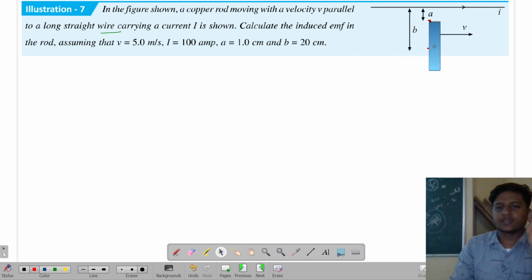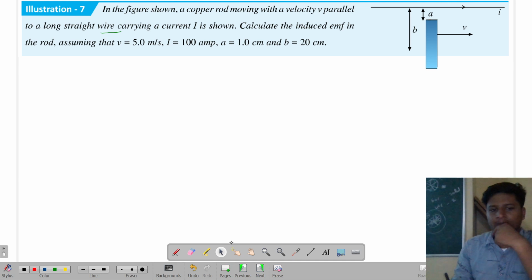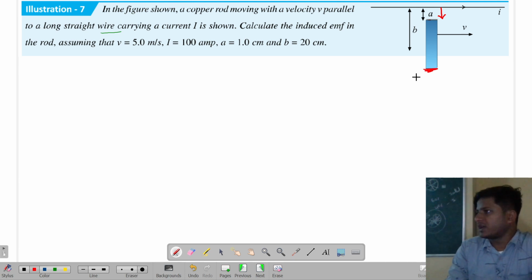Okay, so this is my copper rod over here. One end of the copper rod is at distance A from the wire. Another end of the copper rod is at distance B from the wire. Now look over here. You have to calculate what? EMF it is asking.